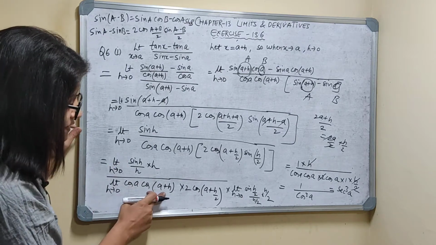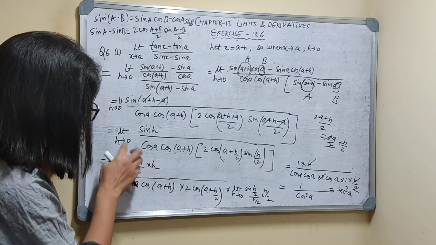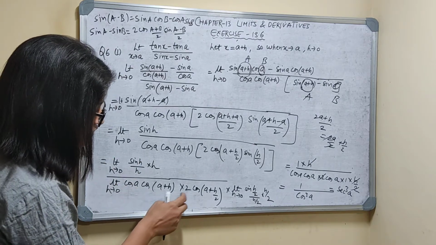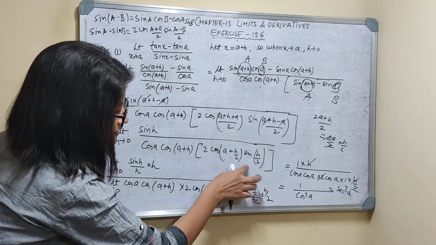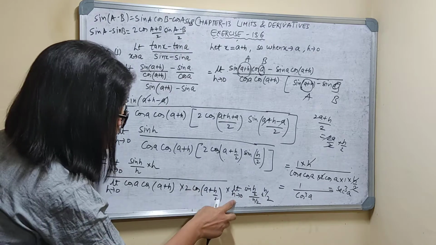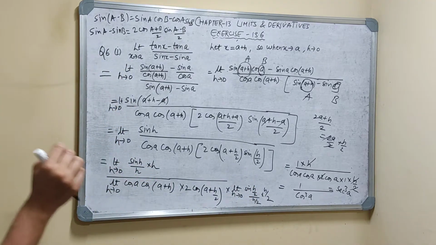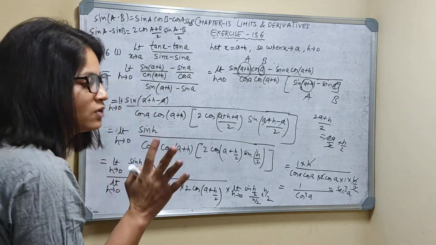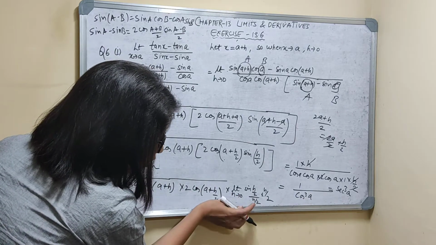Cos a plus h into 2 cos of a plus h by 2, limit h tends to 0. I am writing down also limit h tends to 0, cos of a plus h into 2 cos of a plus h by 2. And a separate limit I am writing for this sin of h by 2, limit h tends to 0. But I know the formula that limit h tends to 0 sin h by h, or limit x tends to 0 sin x by x, is only 1. So here it is h by 2, so down also I need h by 2. Down I am writing h by 2.